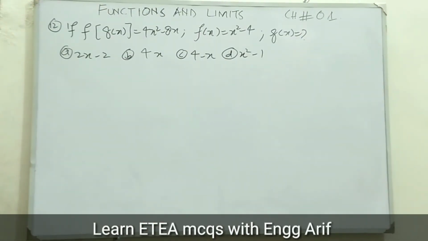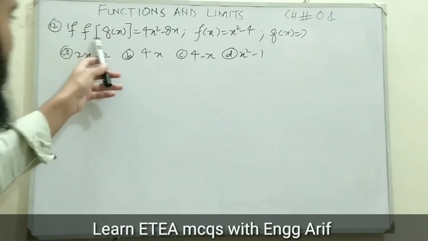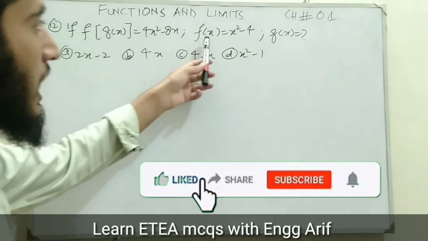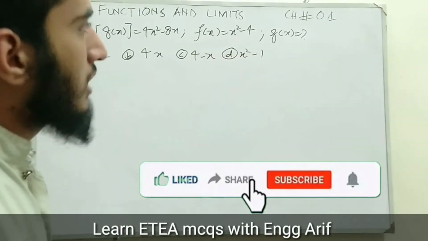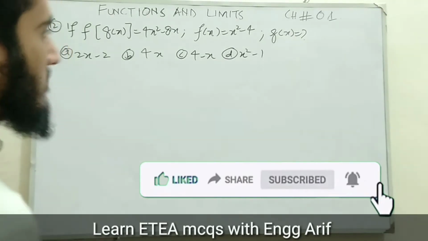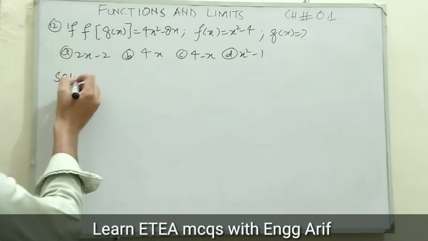Now move toward MCQ number 12. It tells that f of g of x, this is a composite function, f of g of x is equal to 4x square minus 8x, and f of x is equal to x square minus 4. Find g of x. So the first option is 2x minus 2, second is 4x, third is 4 minus x, and the last one is x square minus 1. So move towards the solution of this MCQ.